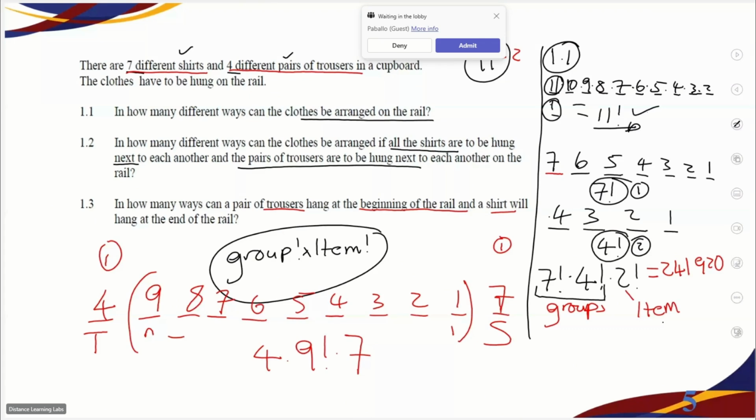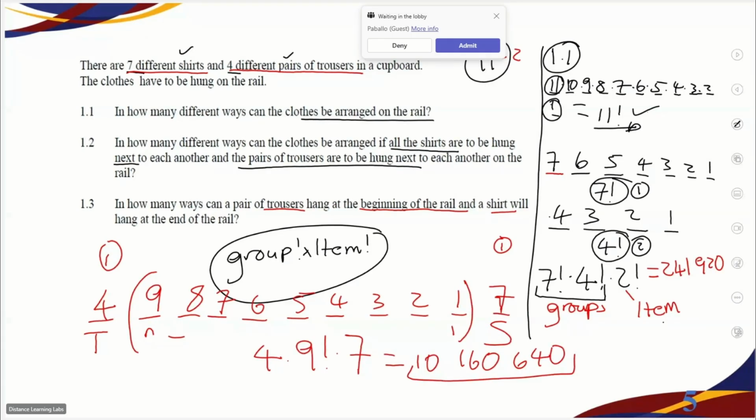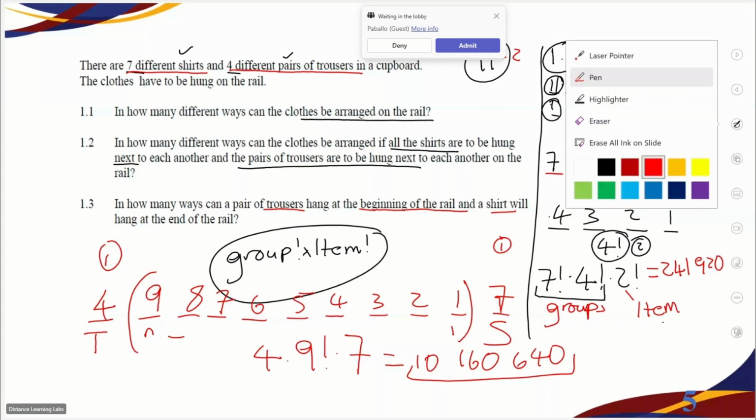10,160,640. It would give you that bigger sum, 10,160,640. Meaning, if we have a trouser that is going to start, and then a shirt at the end of that range, we can rearrange those different clothing items in 10,160,640 ways. Now, let's check the other examples then.